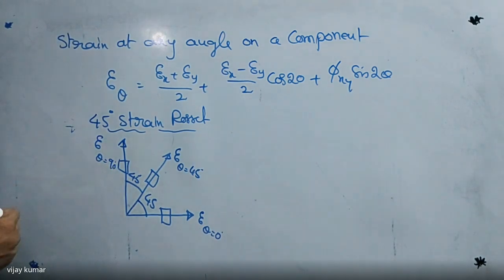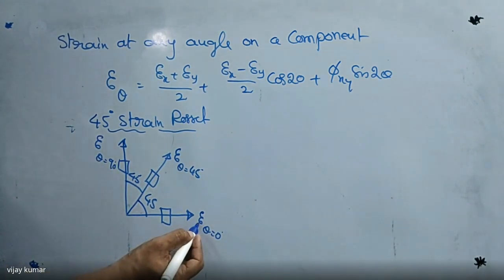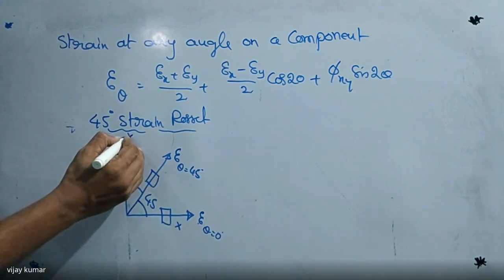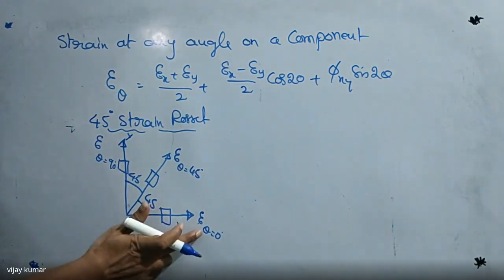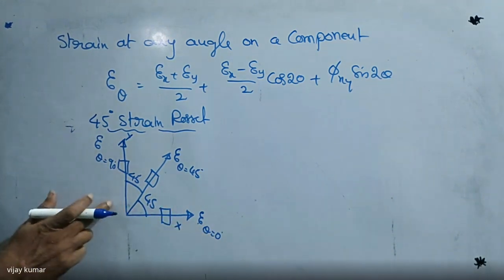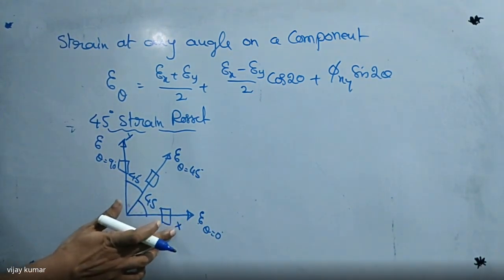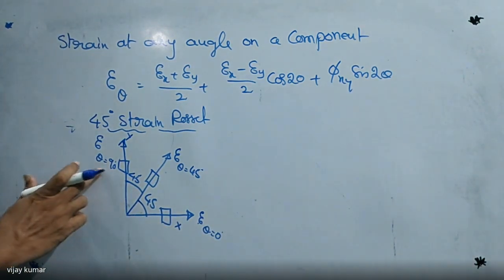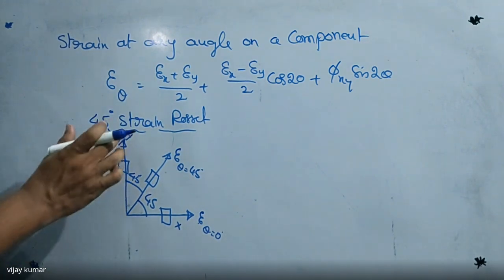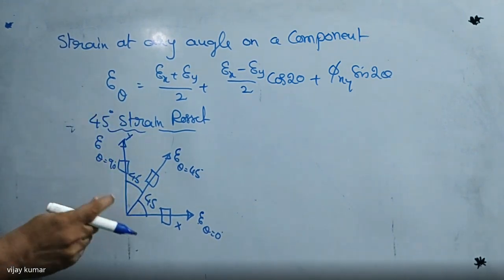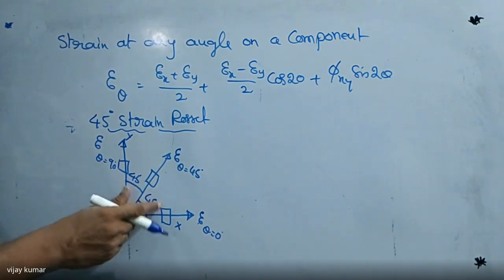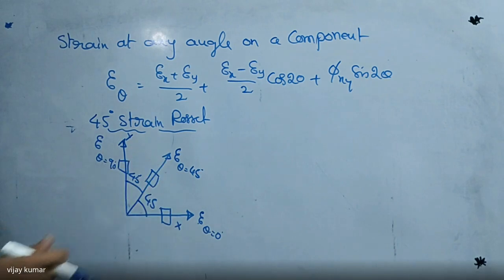90 degrees. So if you know this strain value, that is along which axis? X-axis. This is along which axis? Y-axis. So if you substitute theta is equal to 0, then we are going to find the strain along x-axis by using the strain gauge. If we substitute theta is equal to 90 in the above equation, we are going to find the value of strain along y direction. If we substitute theta is equal to 45, we are going to find the strain along an oblique plane. Or you got my point or not?